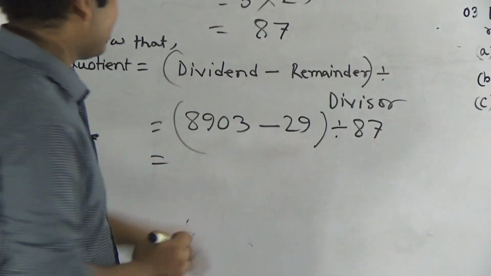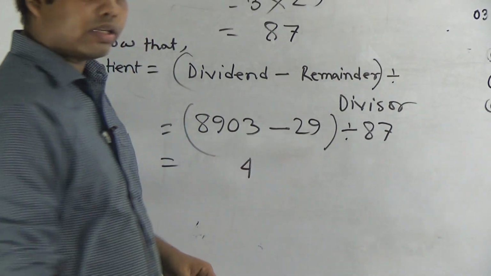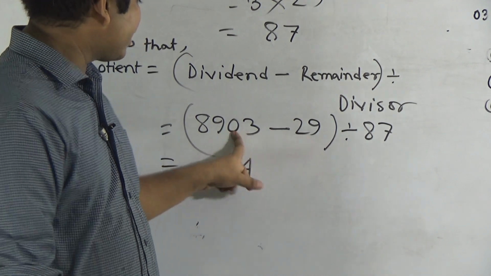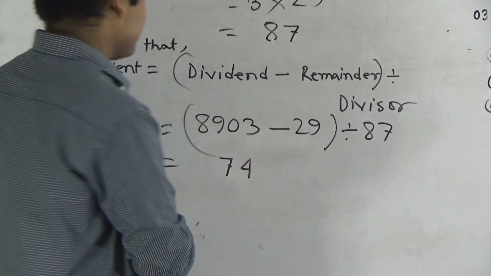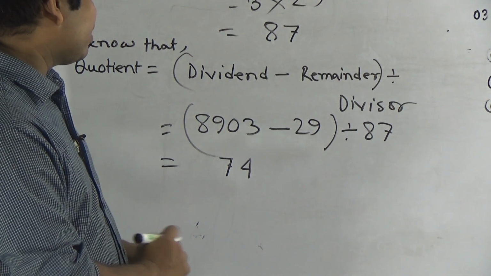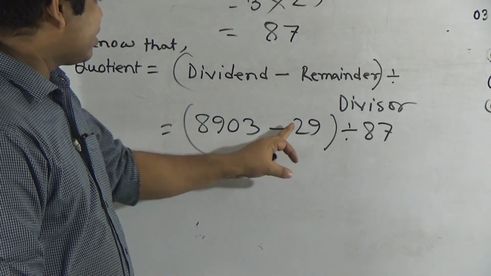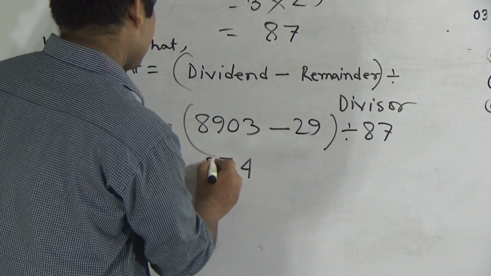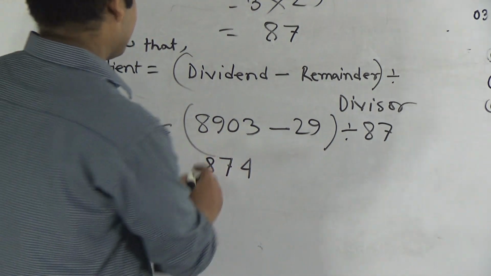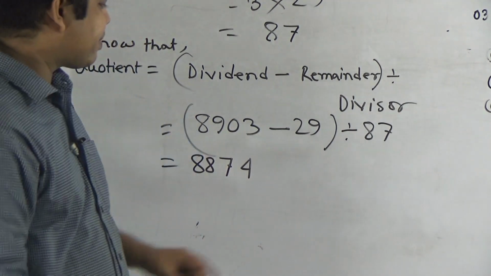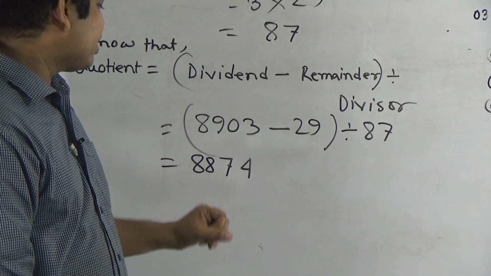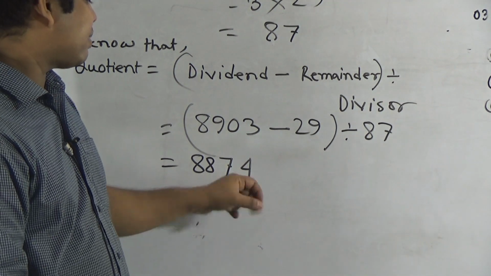Okay, now I subtract 9 to 13, it will be 4, carrying 1. This one is added with 3. Okay, now 3 to 10, it will be 7. Carrying on, this 1 is added with this 0 and it will be 1. 1 to 9, it will be 8. Okay. Now this 8 is placed here. So if I subtract 29 from 8903, then we get 8874.